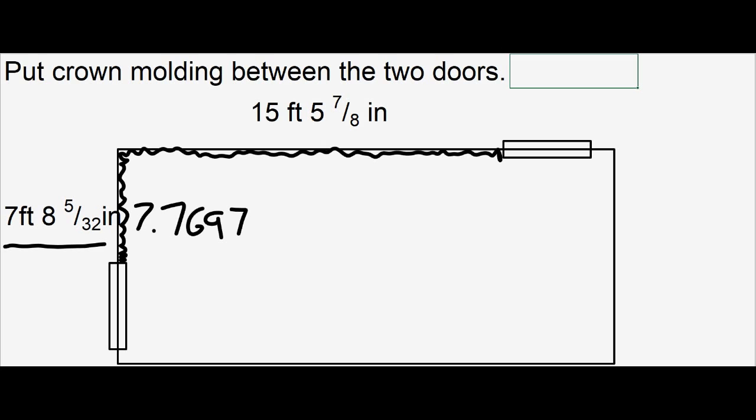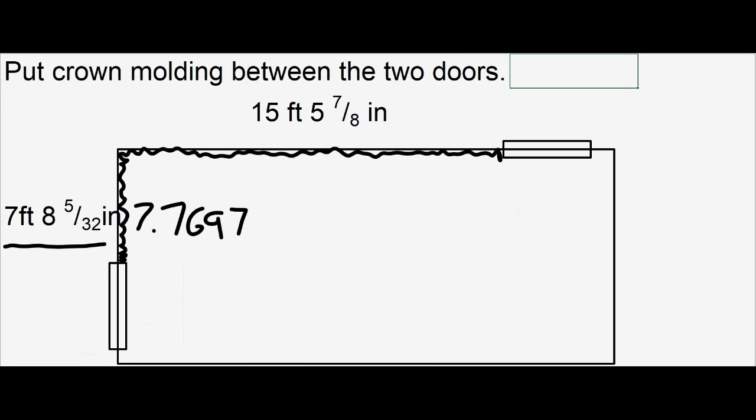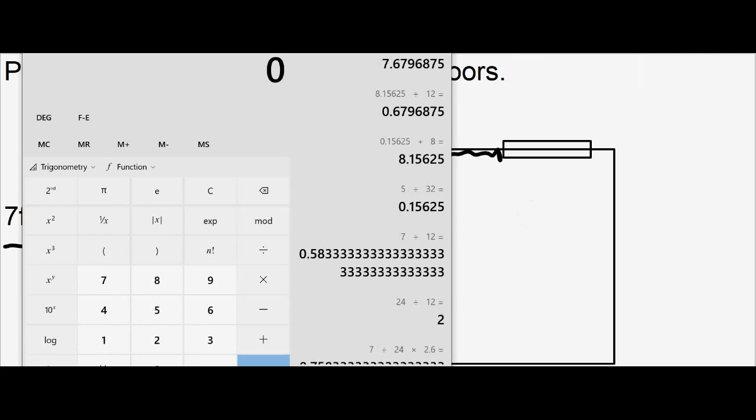Because I have rounded off, I have lost some of that accuracy. When I put it in memory, though, I didn't lose the accuracy. So now I have to do my 15 feet 5 7/8 inches. And I'm going to clear my calculator. And I forgot it already, 5 7/8 inches.